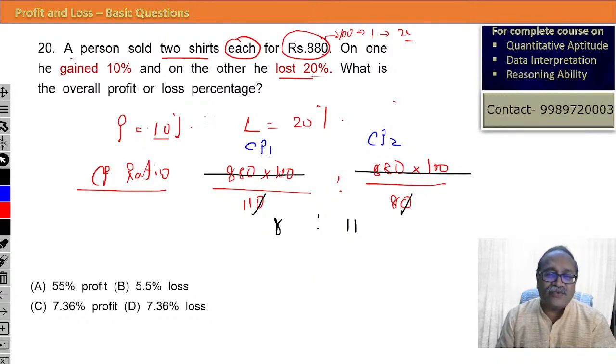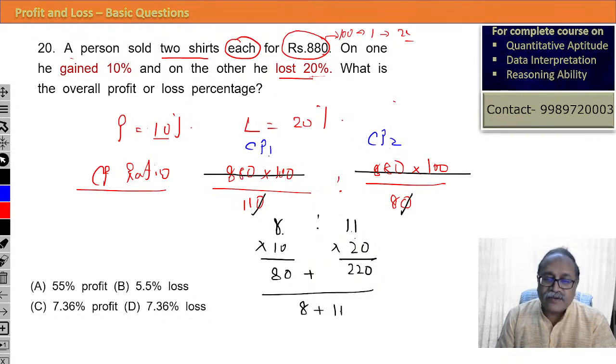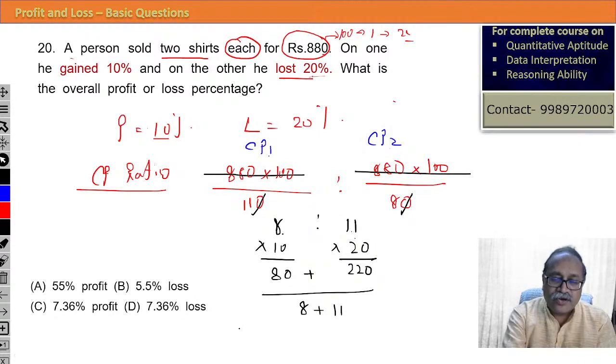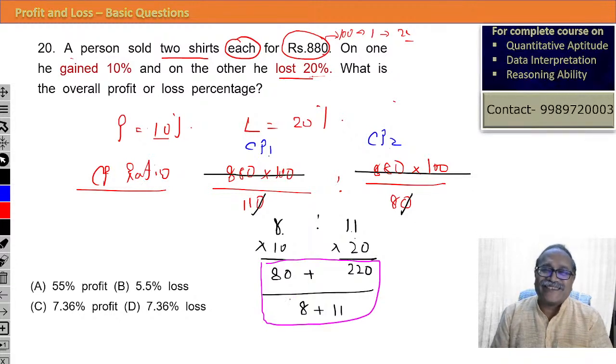In the first one you have a profit of 10%. So into 10, that is 80, plus here you have a loss of 20%. Then into 20, and that is 220 divided by this 8 plus 11. I am writing this in order to make you just understand how do we write this part. And this is your answer.